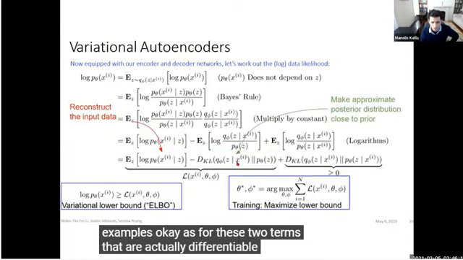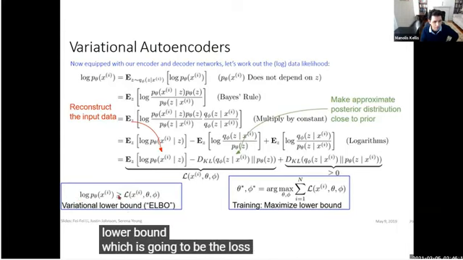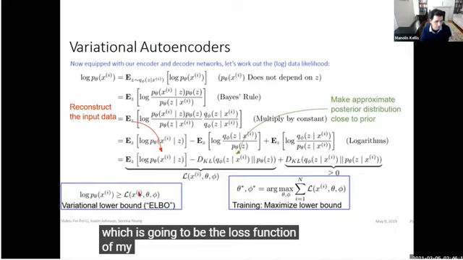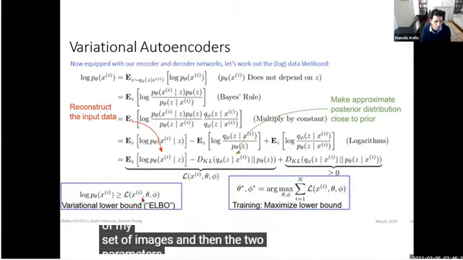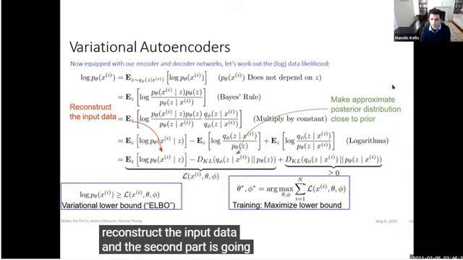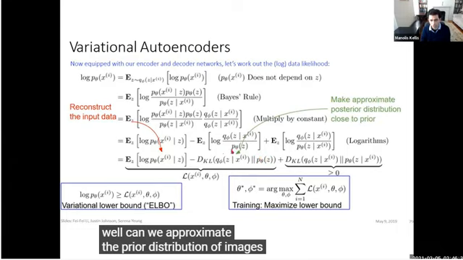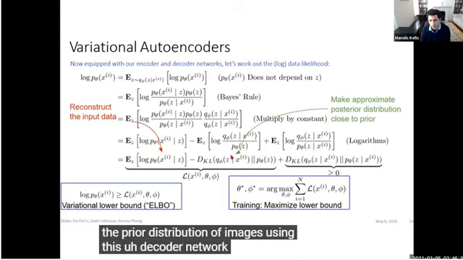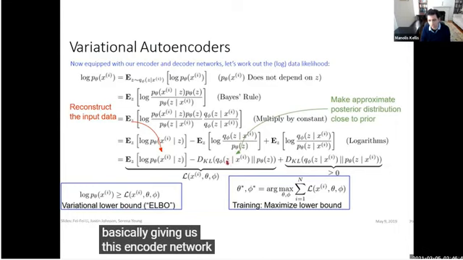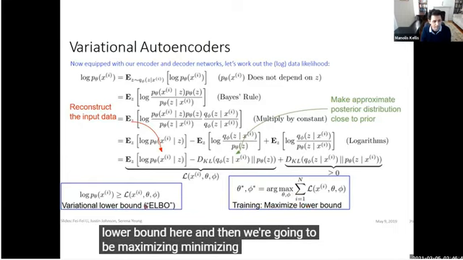As for these two terms that are actually differentiable, we're going to be using this variational lower bound, which is going to be the loss function over my set of images and the two parameters of my encoder and decoder network. This is going to be how well we can reconstruct the input data. And the second part is how well we can approximate the prior distribution of images using this encoder network that's giving us the Z from the X. Okay, so we're going to be maximizing the lower bound here, and then we're going to be minimizing the error term here.